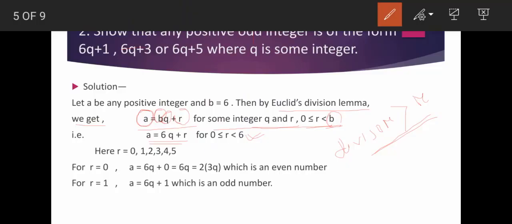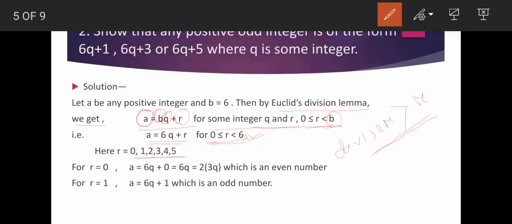But it can be equal to 0 also. That means the remainder is either greater than or equal to 0, but it has to be less than 6. Therefore, when we consider the remainder in between 0 and 6, inclusive of 0, r will be assuming these values, starting from 0, 1, 2, 3, 4, 5. 6 cannot be possible here. That is why the remainder can take values starting from 0 up to 5.